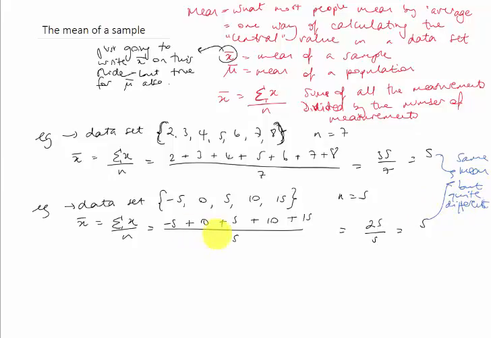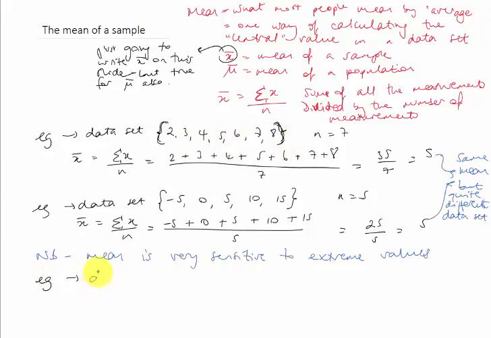So you can see that the mean on its own isn't enough to describe what the data set is like. And another word of warning is that the mean is quite sensitive to extreme values. So what do I mean by that? Let's take this data set and just add another measurement on there.